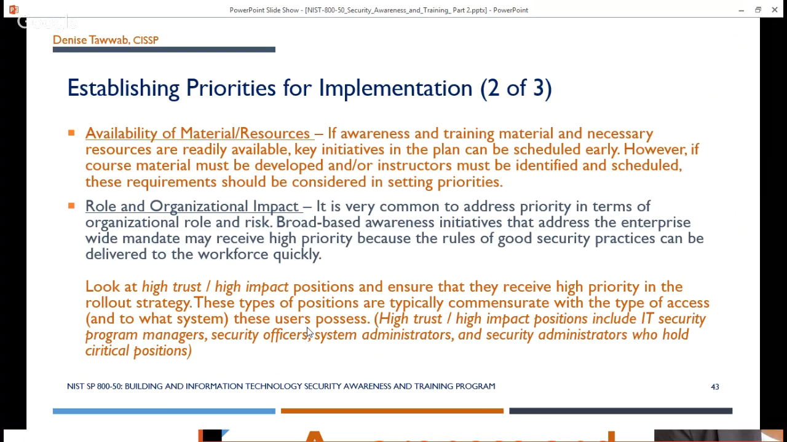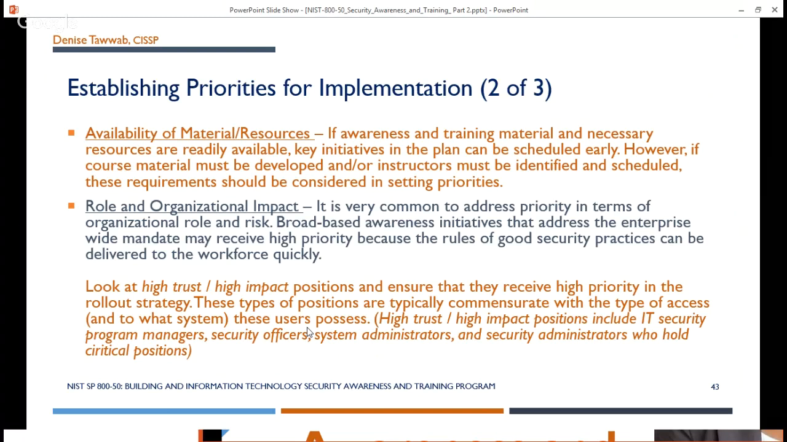Establishing priorities, role and organizational impact. Let me say more about that. It is very common to address priority in terms of organizational role and risk. Broad-based awareness initiatives that address the enterprise-wide mandate may receive high priority because the rules of good security practices can be delivered to the entire workforce quickly.